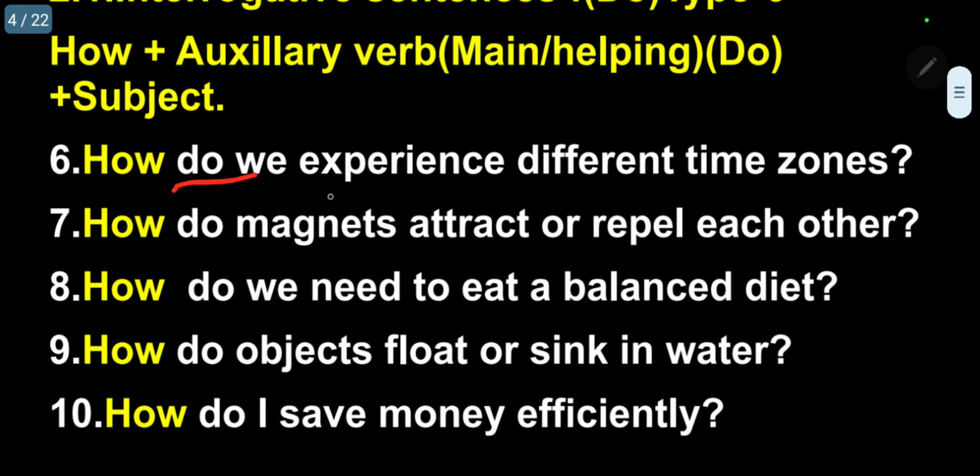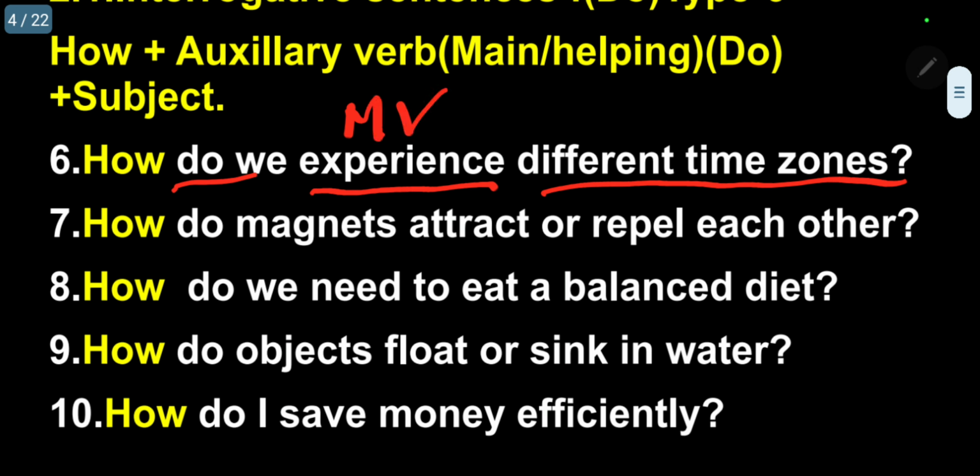How do we experience different time zones? Experience main verb, do auxiliary verb. How do magnets attract or repel each other? Attract or repel is the main verb, do auxiliary verb. How do we need to eat a balanced diet? Need main verb, do auxiliary verb.